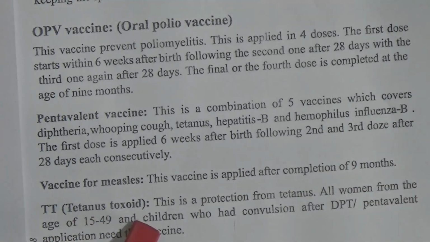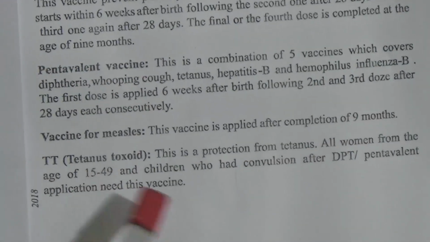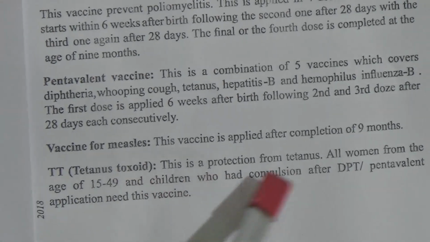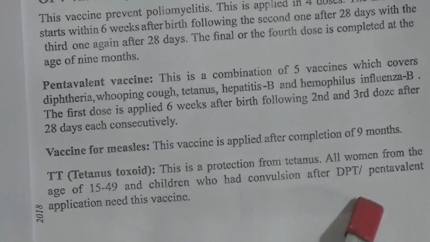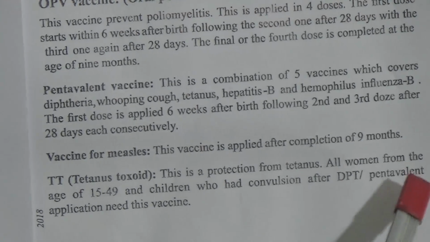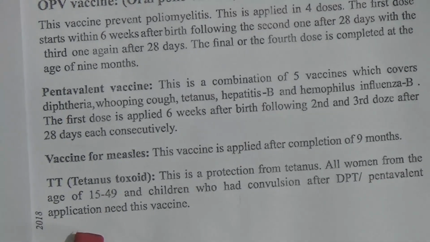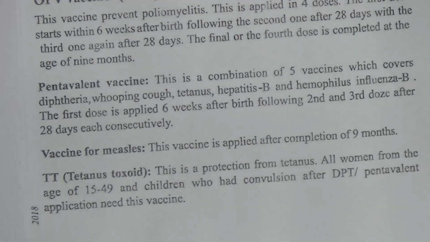TT, tetanus toxoid. This is a protection from tetanus. All women from the age of 15 to 49, and children who had convulsion after DPT or pentavalent application, need this vaccine.